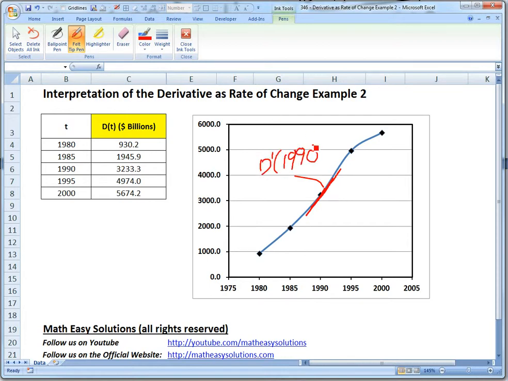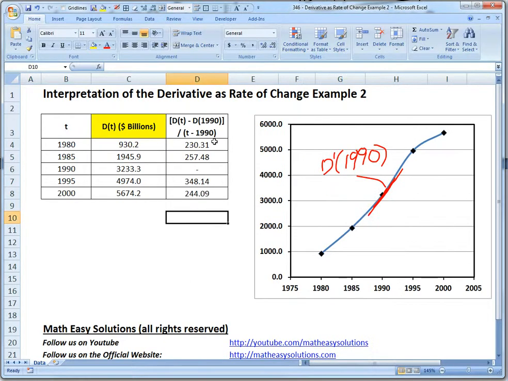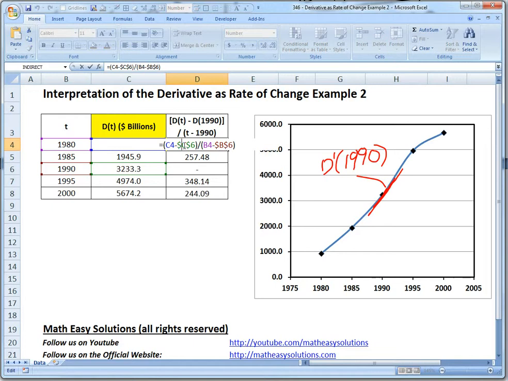Now if we were to do that average slope from every one of these values, right here I've made a column with the average slope. The top part is D of t, which is right here, for 1980 minus this one, 3233, which is the debt at 1990, and so on, divided by 1980 minus 1990. I've got it going for every row except this one, 1990, because you would be dividing by 0, so you can't find out what it is.